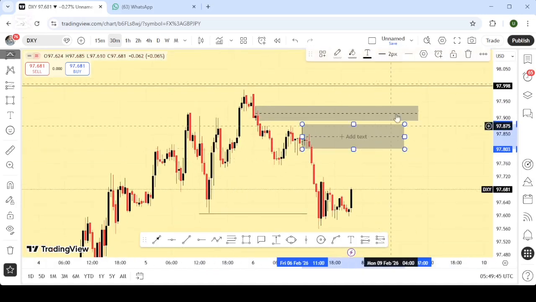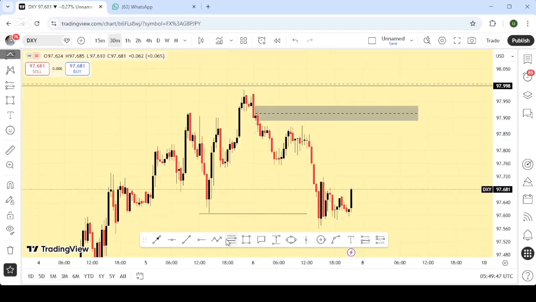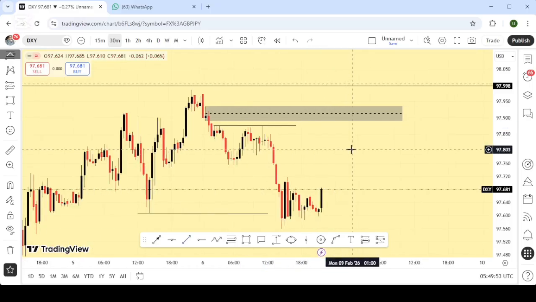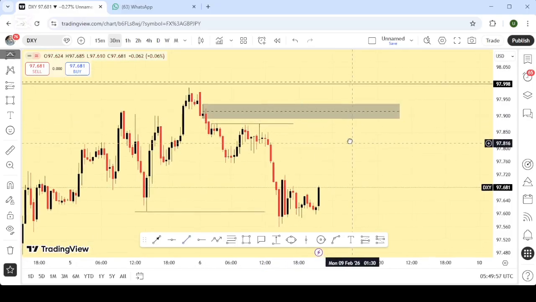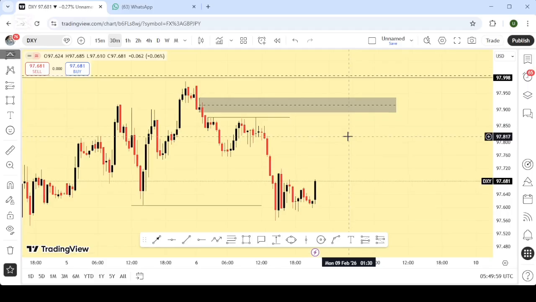Normally this level is going to serve as an inducement level, like this, and then we'll start looking forward to take a sell from this level. But here is something I want to tell you guys as we go into the new week.